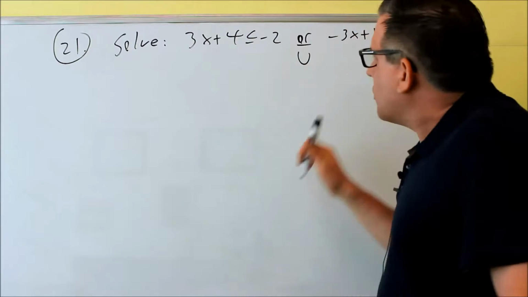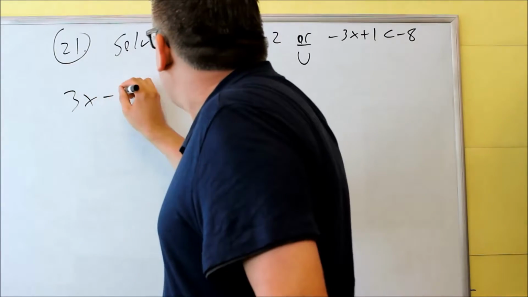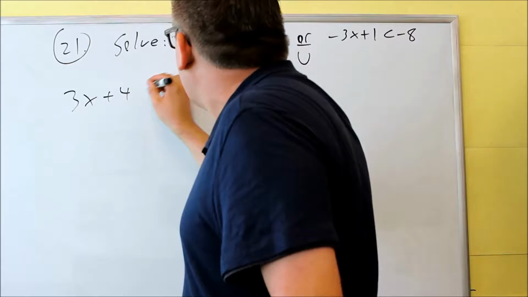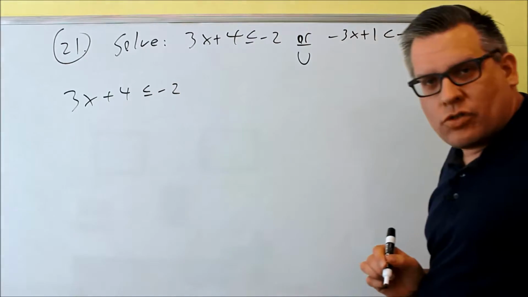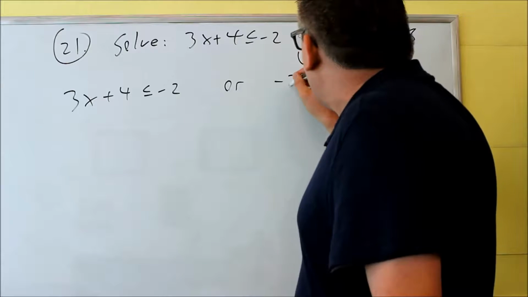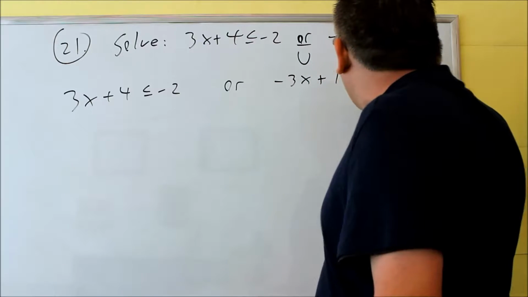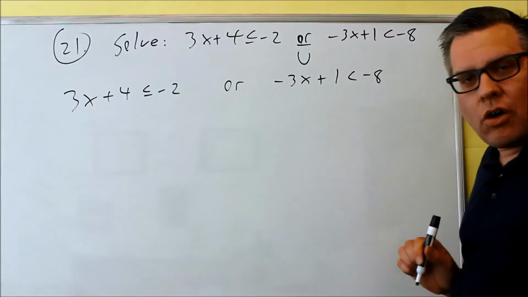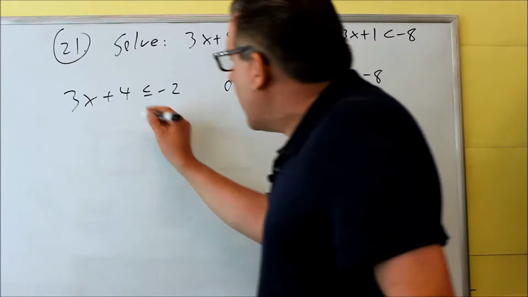Okay, so for each of these, first let's solve these individually. So I'm going to do 3x plus 4 less than or equal to negative 2, and I'm going to solve that one. I have the word or, and I have negative 3x plus 1 less than negative 8. So each of these I need to solve separately. So let's go ahead and do that.